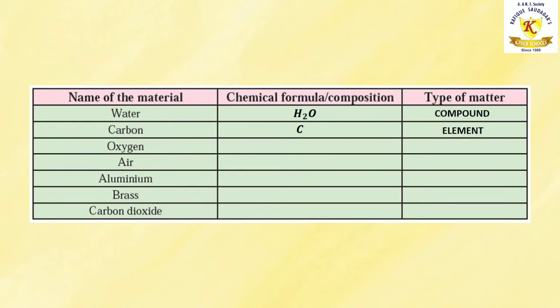Okay children. Now next is oxygen. Now tell me children, which type of matter would it be? It will be element, compound or mixture? So oxygen, the formula would be O2 and it is an element. Now air. Air is a mixture of gases. It is having hydrogen, oxygen, nitrogen, carbon dioxide and other gases. So it is a mixture.